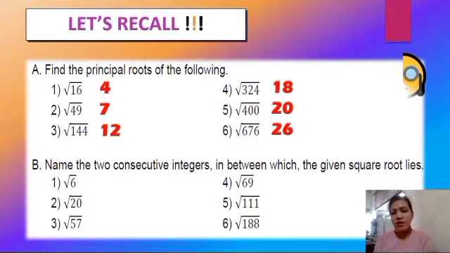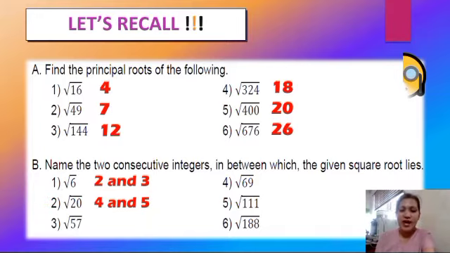Now, I have here for letter B, numbers that are not perfect squares. Here you're going to name two consecutive integers between which the given square root lies. For example, number 1, the square root of 6, this lies between the square root of 4 and the square root of 9. So the square root of 4 is 2, the square root of 9 is 3. So, si square root of 6 ay nasa gitna ng 2 and 3. How about the square root of 20? The square root of 20 is in between 4 and 5.